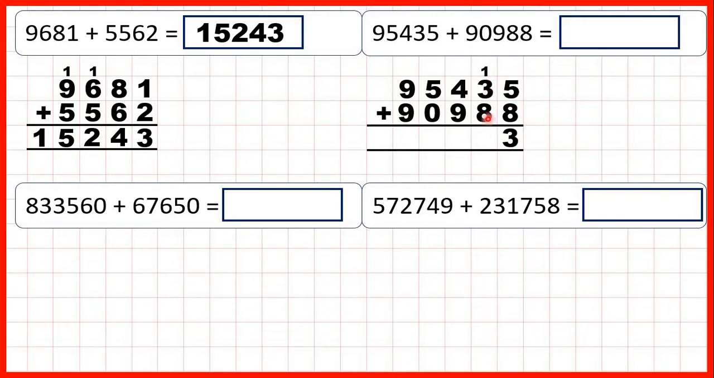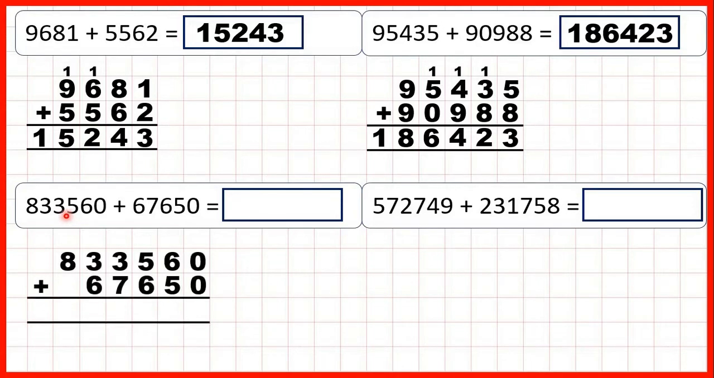1 plus 3 plus 8 is 12, that's 1 2. 1 plus 4 plus 9 is 14, so 1 4. 1 plus 5 plus 0 is 6, and 9 plus 9 is 18. So our answer is 186,423.